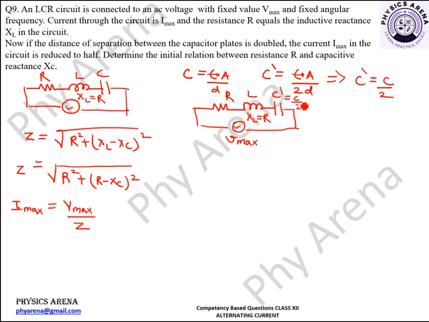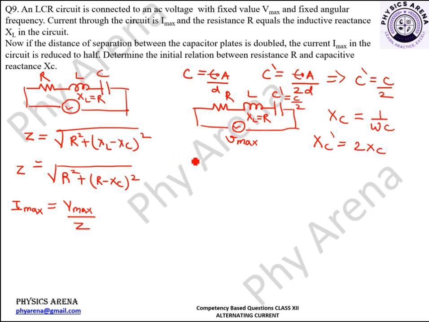Since the value of capacitance is decreased, there is a change in the value of capacitive reactance as well. We know the capacitive reactance Xc is equal to 1 upon omega C, and now this C is reduced to C by 2. So Xc will increase, they are inversely proportional. A decrease in C will lead to an increase in Xc. So Xc dash will become equal to twice of Xc.